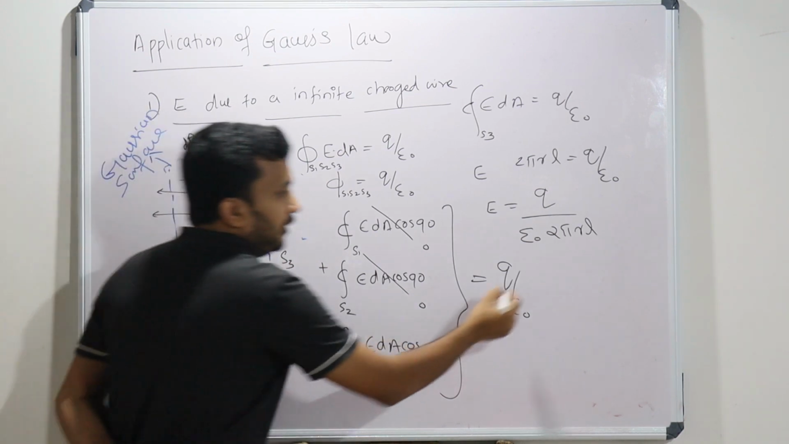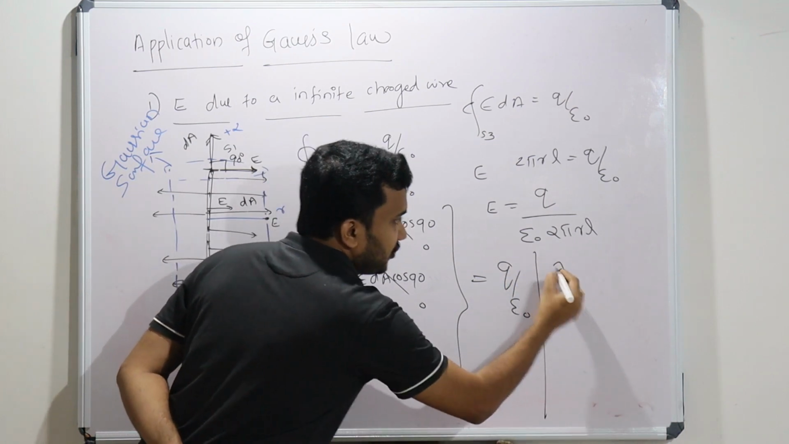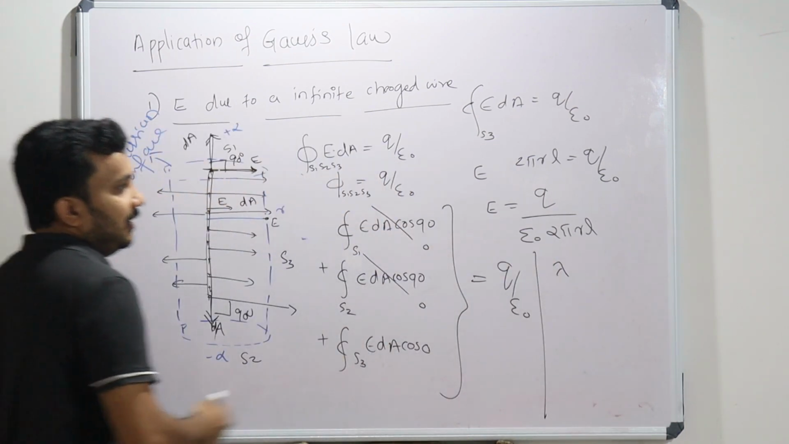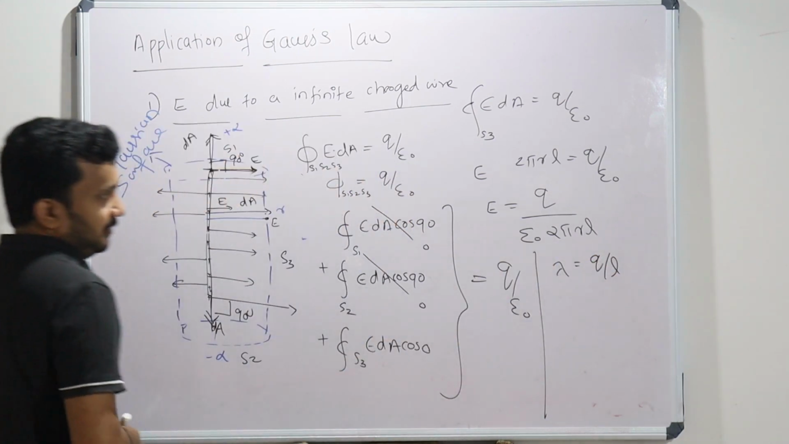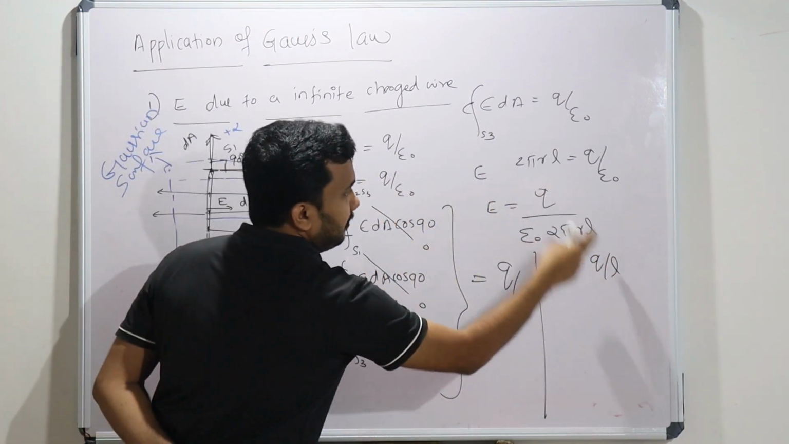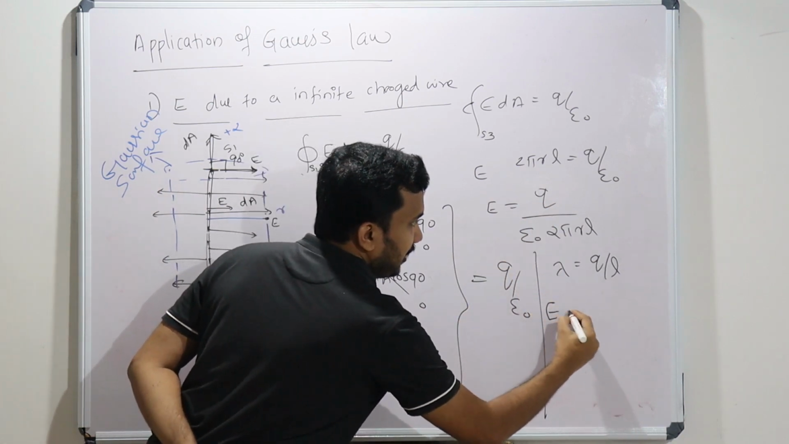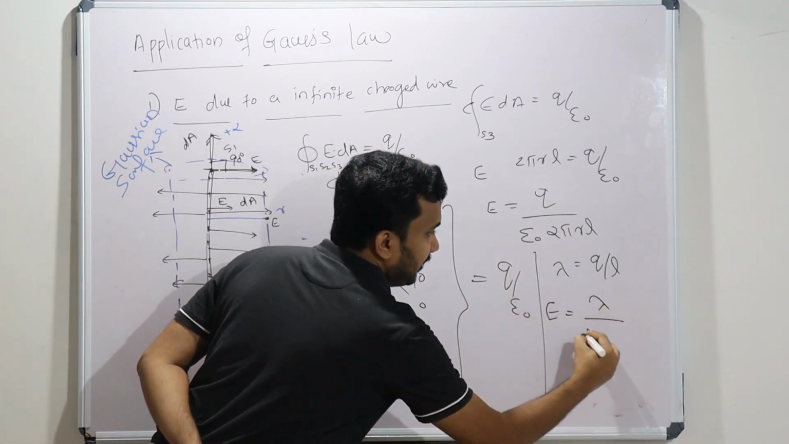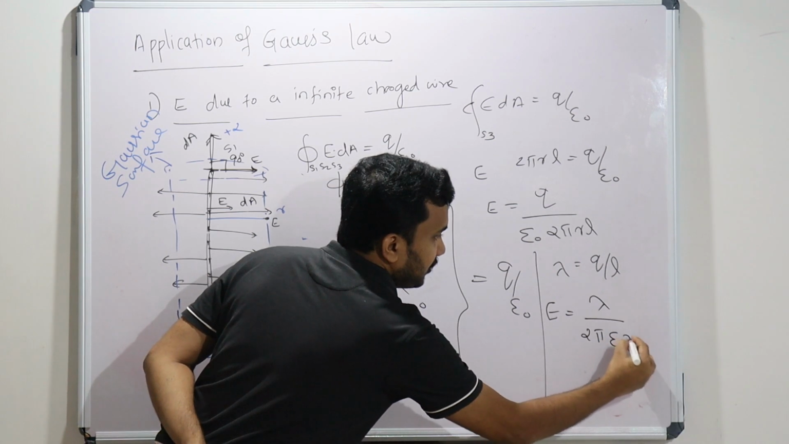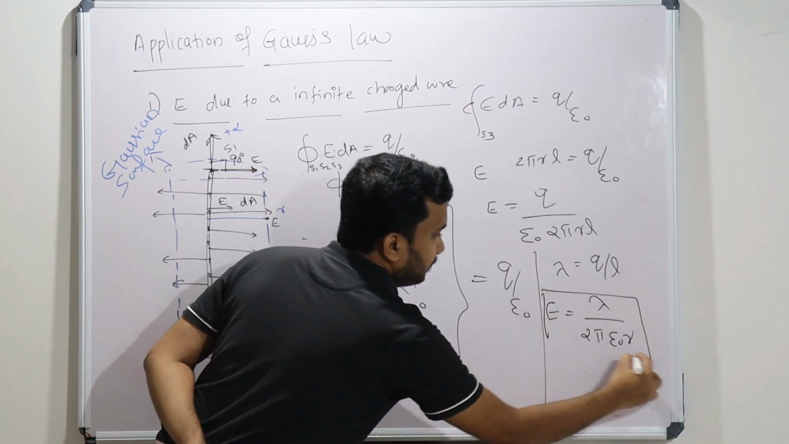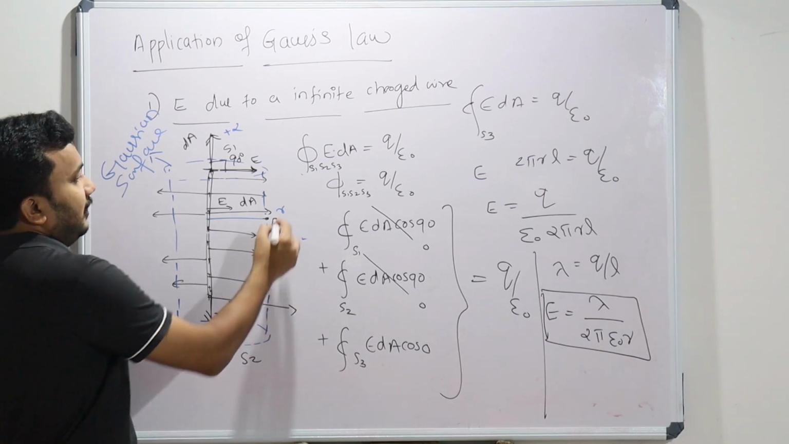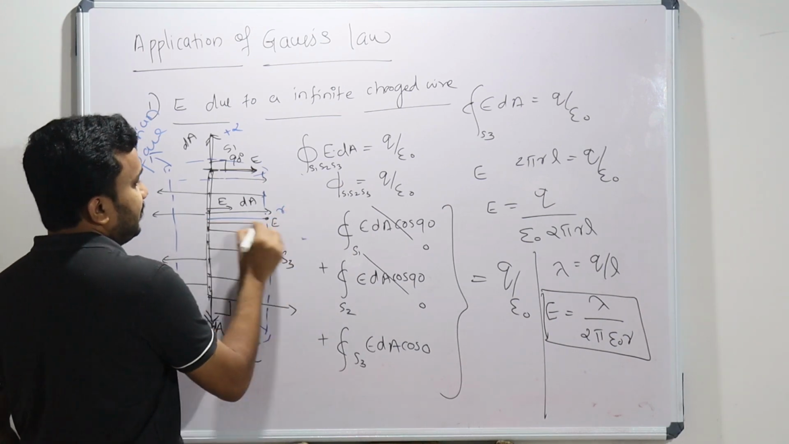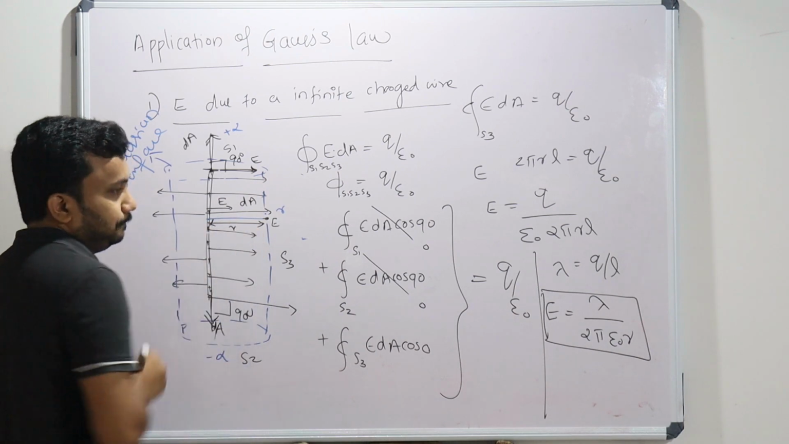Here we have already learned one term called linear charge density, lambda. Lambda means charge divided by length. So here, charge divided by length, I can substitute lambda. So what will come? Lambda divided by 2 pi epsilon 0 times r. r is the distance at which I have to find the electric field intensity. So this distance is nothing but r.